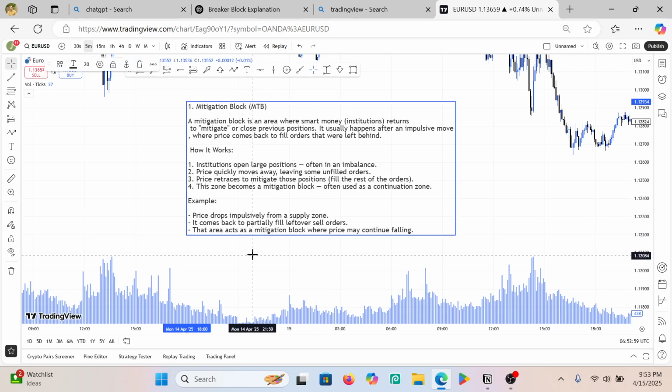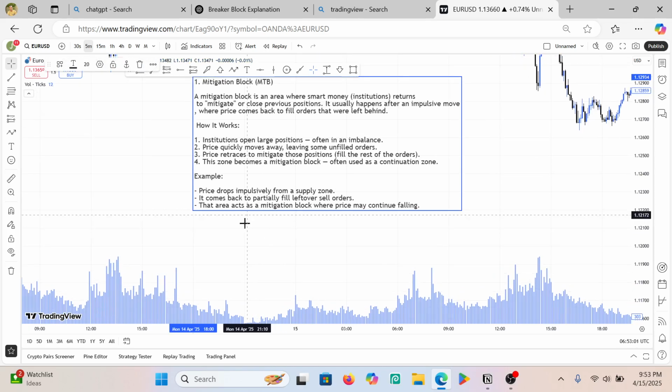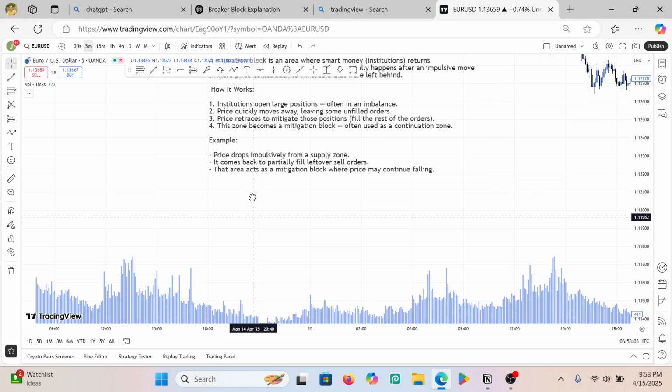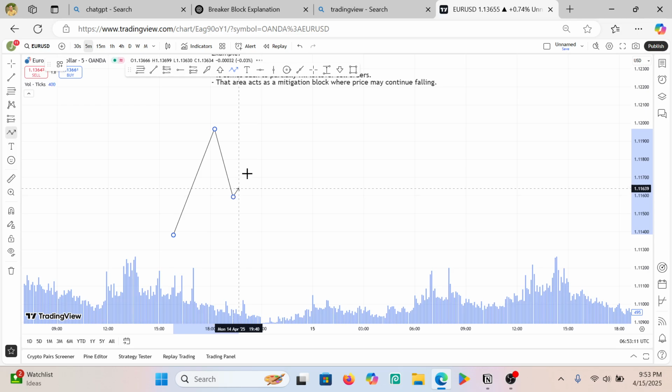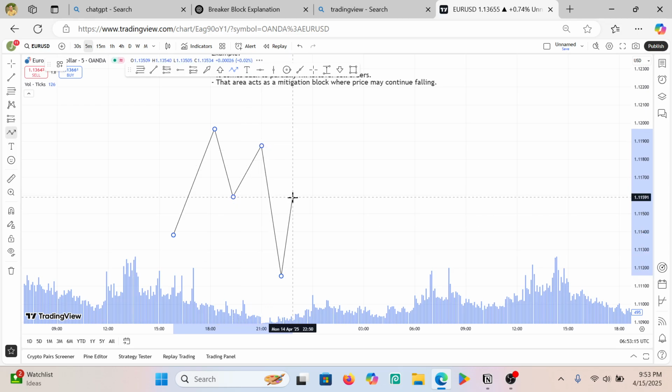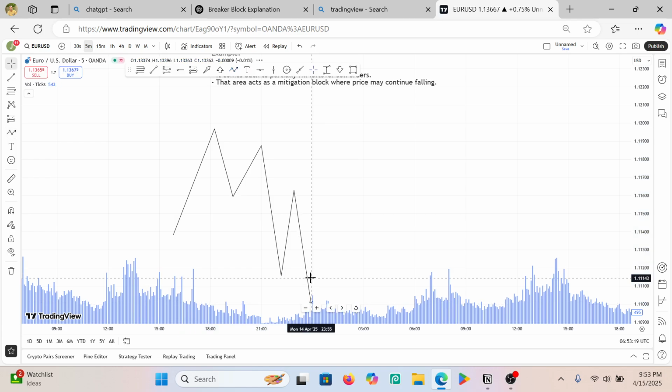I'm going to illustrate using a diagram, then I'm going to show you on the chart. A mitigation block is something like this. We have a bullish mitigation block and a bearish mitigation block. After a sweep of that liquidity, the market will drop massively.